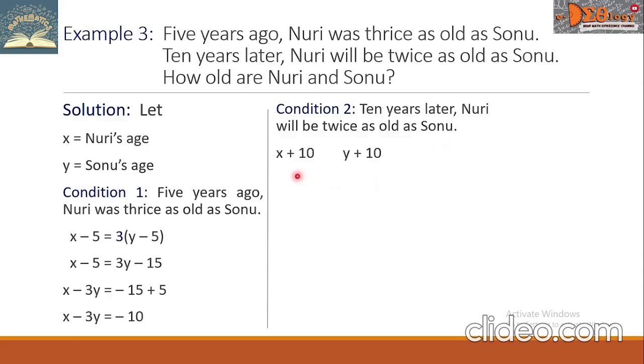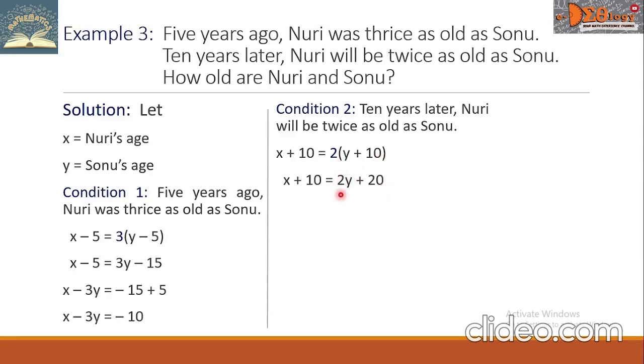Again, we represent the age of Nuri as x plus 10. The age of Sonu 10 years later will be y plus 10. It says again, Nuri will be twice as old as Sonu. So we multiply 2 to the age of Sonu. Then we simplify the right side. 2 times y is 2y. 2 times 10 is 20.